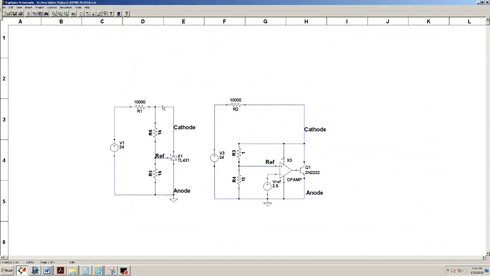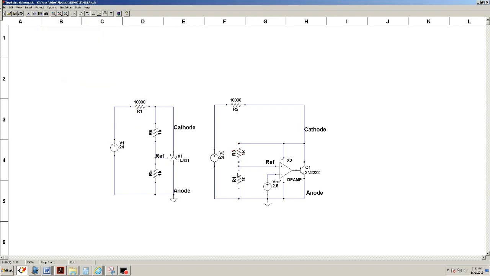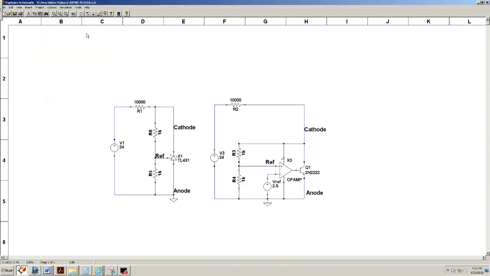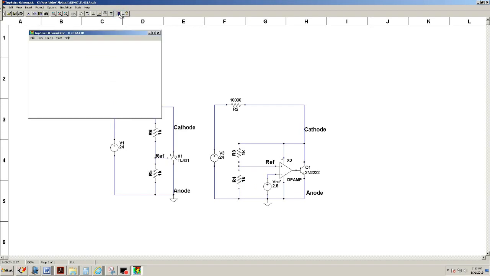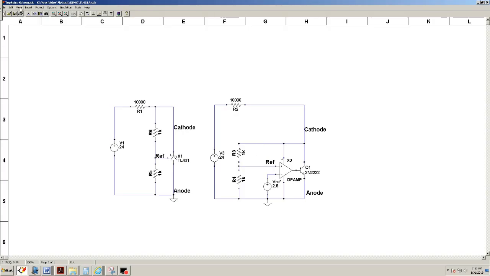Okay, so let's do the same thing here. Let's put 1K, 1K. Okay, so now we run it. Okay, so hopefully you should have 5 volts. So why am I not getting 5 volts? I'm getting 4 volts here. What is happening? Y'all have any guess?